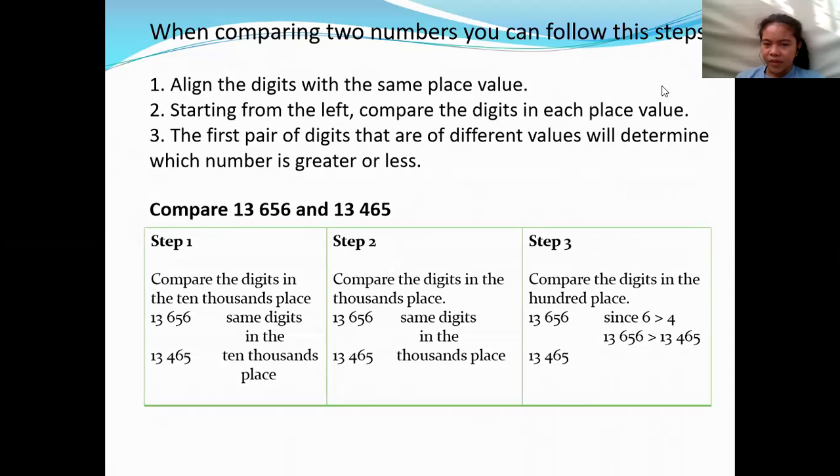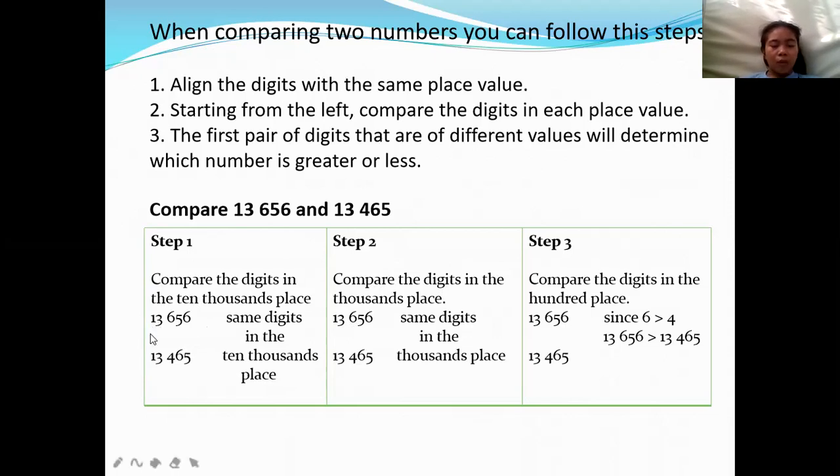First, align the digits with the same place value. Okay, we have here the steps to compare 13,656 and 13,465. So we have here step 1. Align the digits with the same place value. Okay, right? We aligned them, we lined them up here. Next, starting from the left, compare the digits in each place value. Okay, step 2, starting from the left. Okay, this is the left, right? Compare the digits in the same place value, right?